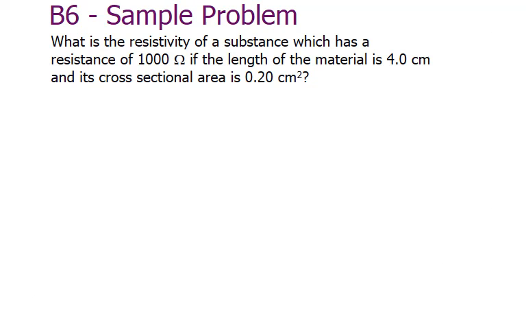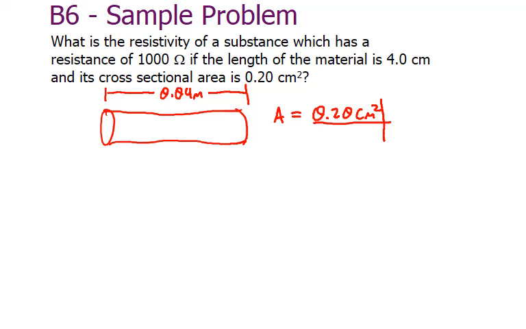All right, so in this one, we want to find the resistivity of a substance that has a resistance of 1,000 ohms, and the length of the material is 4 centimeters. Its cross-sectional area is 0.2 centimeters squared. So I'm going to have you try this. Be careful with your units there, and go ahead and solve that, and when ready to check, you can hit play to continue.